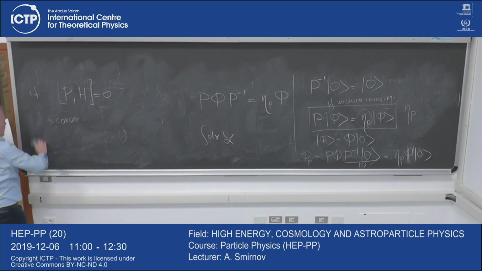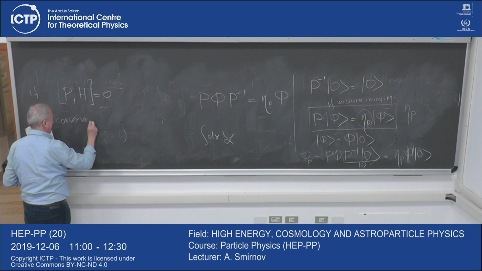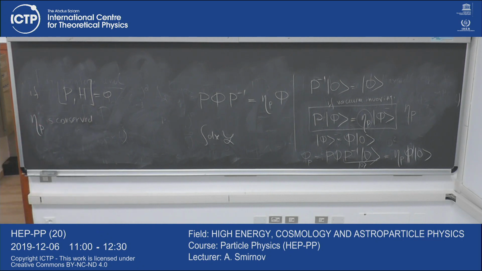Sorry, eta P is conserved. And I will not repeat all this kind of consideration we had before. So again, if the Hamiltonian commutes with operator P, it means that P is some quantity which is conserved, which means that eta P is conserved, in the sense that eta P in the initial and in the final state is the same for all the processes.